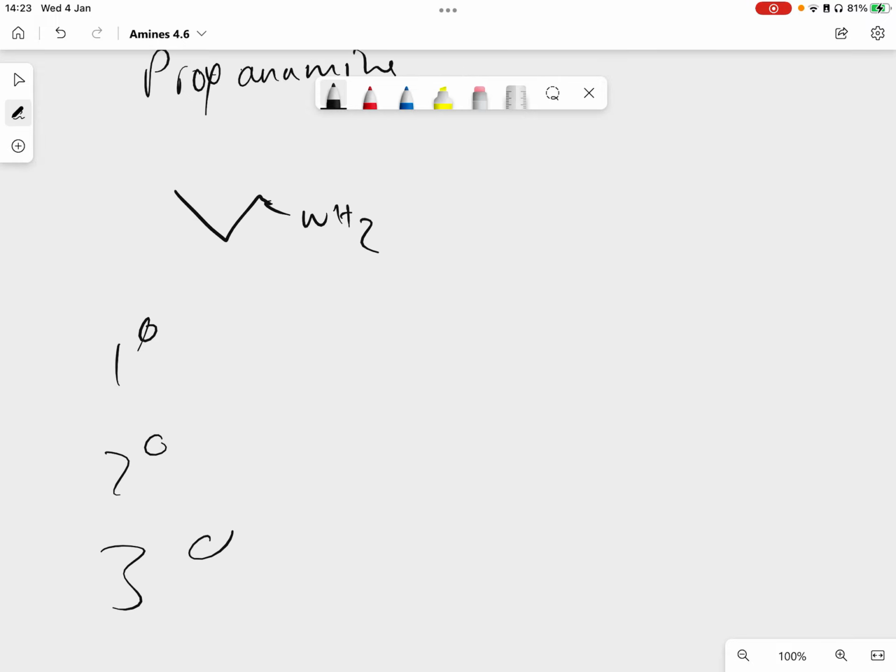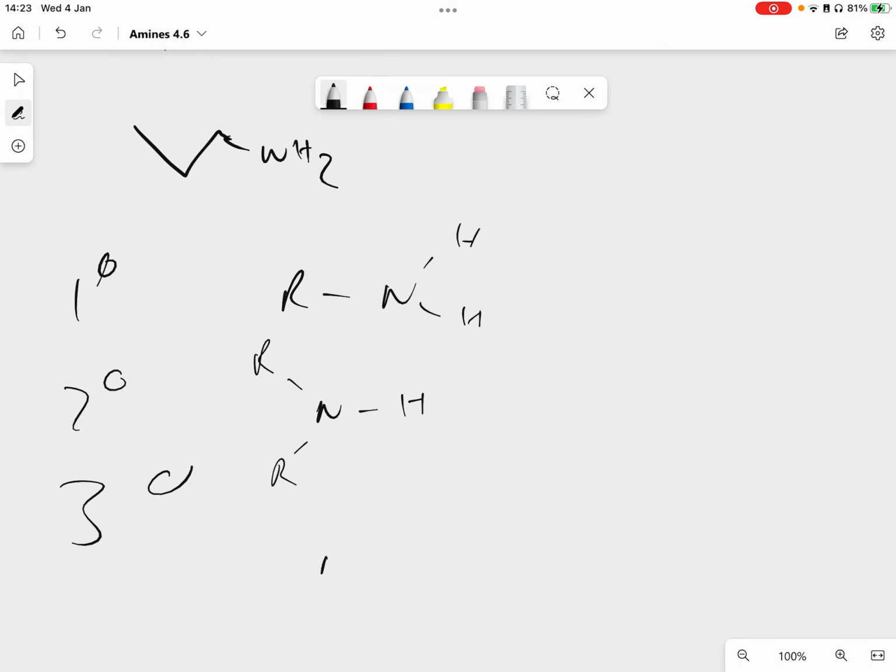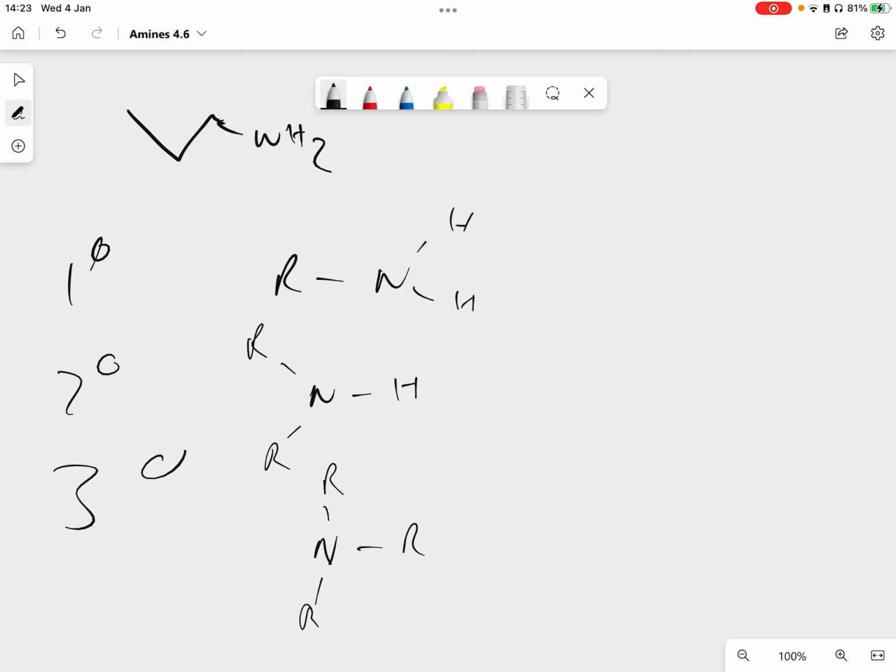So a primary amine is just your normal R to NH2. Your secondary amine is NHR2, and your tertiary amine is just NR3. So this is when you basically just substitute out all of your hydrogens. So from an NH3, you've subbed out a hydrogen and you replace it with an R. That's where you get your primary amine.